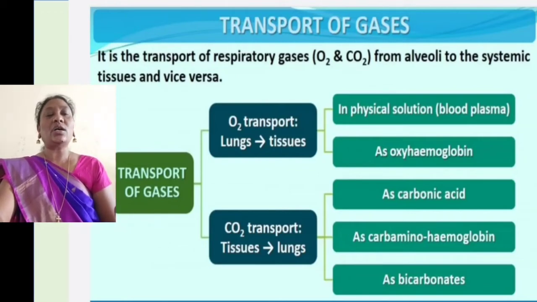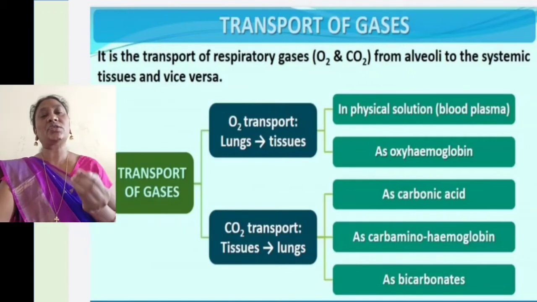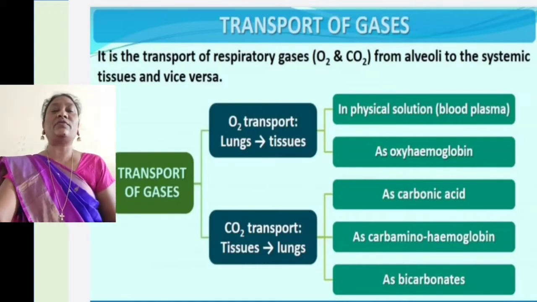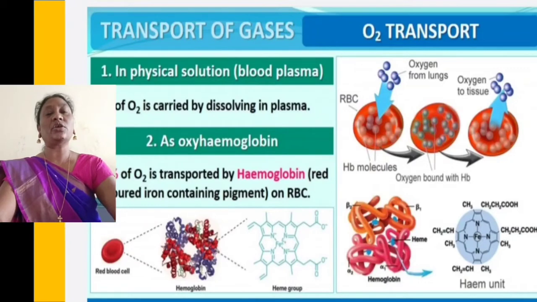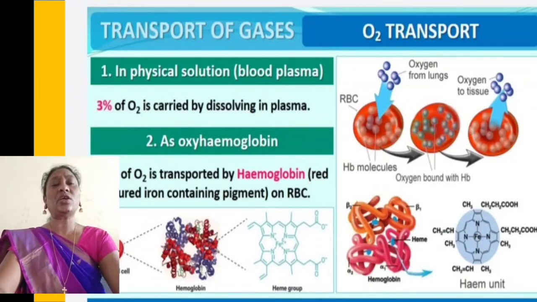Oxygen is transported from the lungs to the tissues in physical solution in blood plasma, and also as oxyhemoglobin. That means when the blood reaches the oxygen, it combines with the oxygen, is converted into oxyhemoglobin, and is transported in that form. Carbon dioxide is transported as carbonic acid, as carbaminohemoglobin, and also as bicarbonates. These are the different ways the gases are transported in the blood in the respiratory system.